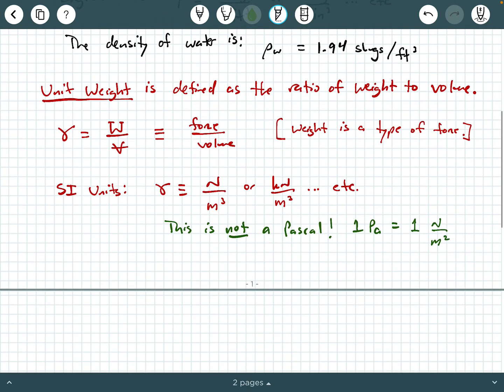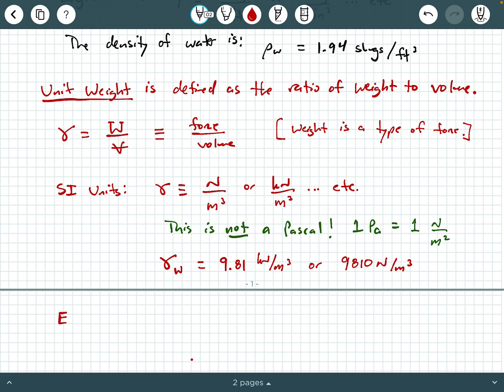What is the unit weight of water in SI units? Well, unit weight of water in SI units is 9.81 kilonewton per meter cubed, or you could often see it as 9,810 newtons per meter cubed. You must know this. You must know the unit weight of water by this point in your engineering career.